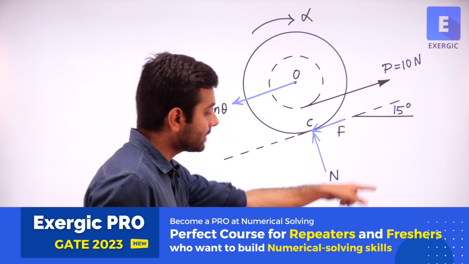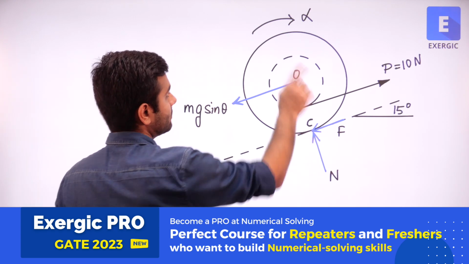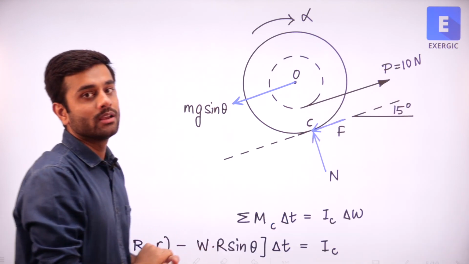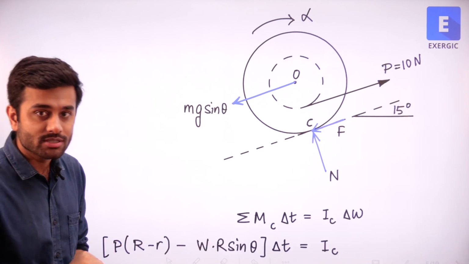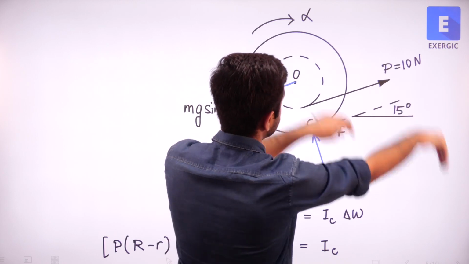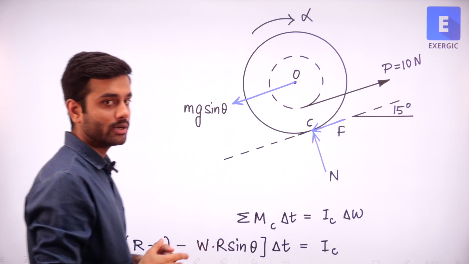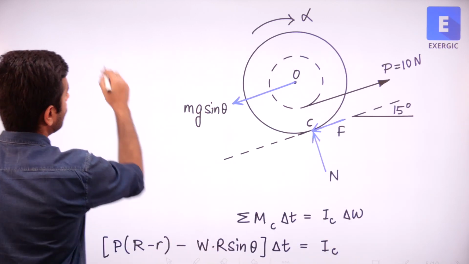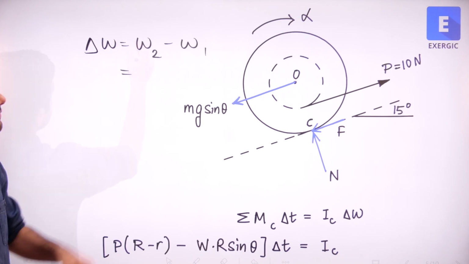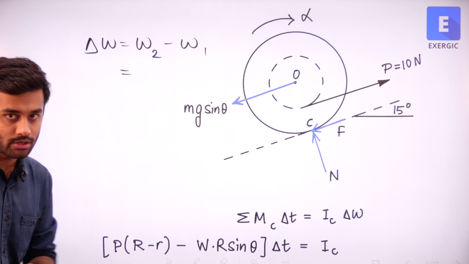So here delta omega is going to be, again, alpha is in this direction, and that direction is considered positive. So for omega also, this is the positive direction, this is the negative direction. Got it? Now delta omega is what? Final angular velocity minus initial angular velocity.